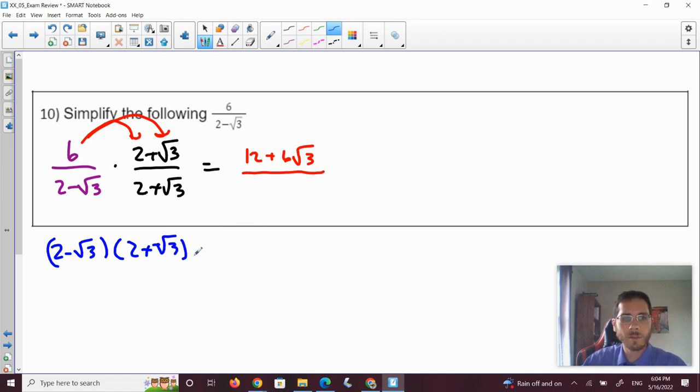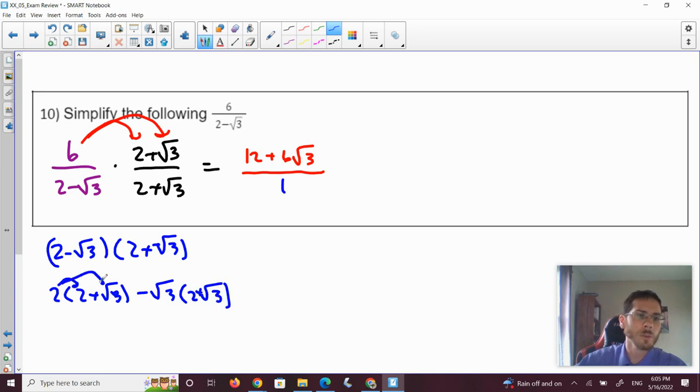So if you spot it, you can see this is going to be 4 minus 3, which is just going to be 1. But if you want to go through the whole process, it'd be the 2 times 2 plus radical 3 minus radical 3 times 2 plus radical 3. So double distribute. 2 times 2 is 4. 2 times radical 3 is 2 radical 3. Negative radical 3 times 2 is minus 2 radical 3.